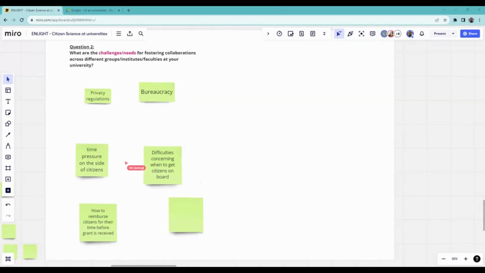If you do it really early, then you as a researcher don't have a lot of initiative when it comes to drawing up research questions. But if you do it too late, then it's not going to be interesting for the citizens. So I guess the timing is very important. And then also how to reimburse citizens for their time before a grant is received. If you use citizens' input at the grant proposal stage and you don't get the grant, how are you going to reimburse the citizens then?